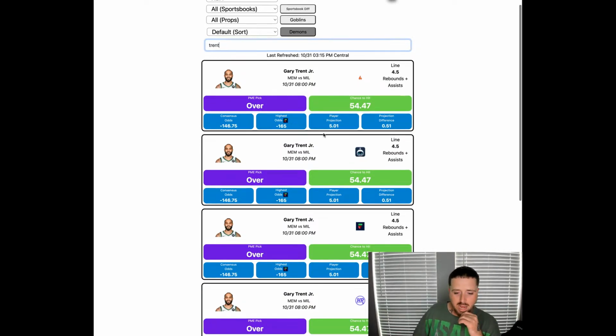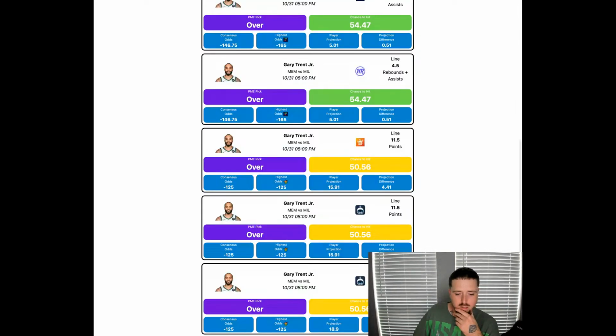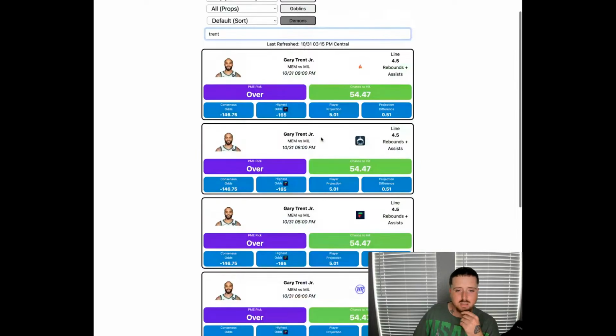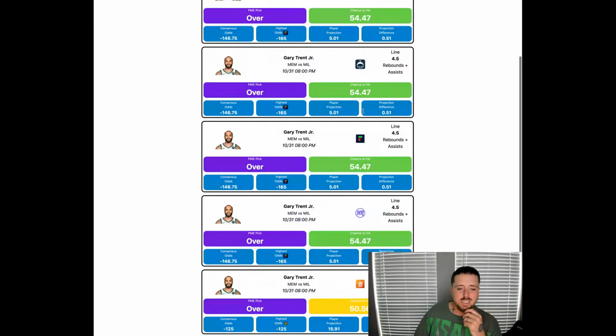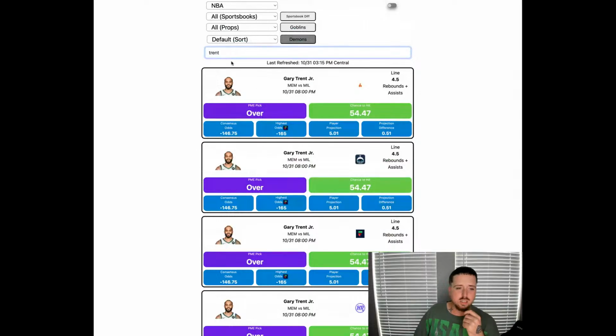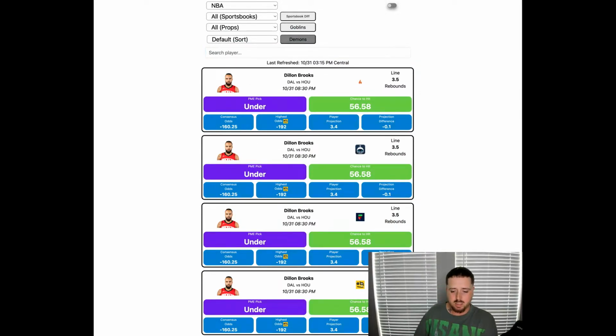Whatever. I don't see his threes anywhere. These are his best props. His best values are going to be his rebounds, assists. You can get his over 4.5 rebounds, assists on Hot Streak, Sleeper, Fliff, Hard Rock. 54% chance to hit on those, on his rebounds, assists over. That's the best Gary Trent play.